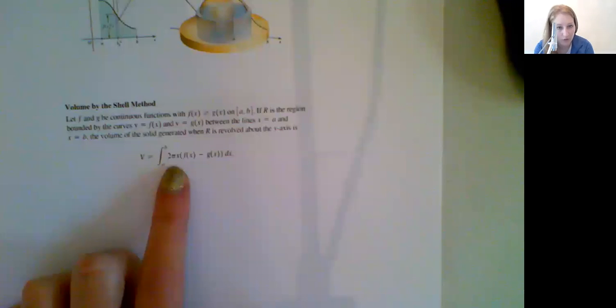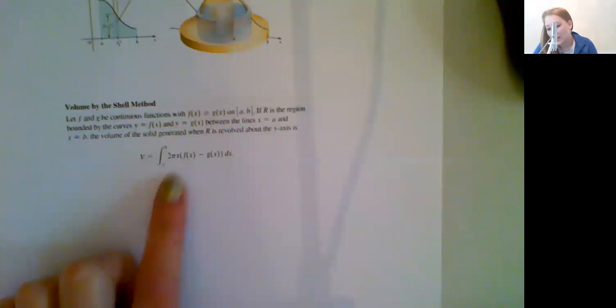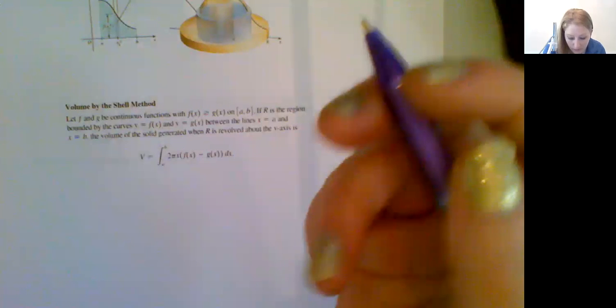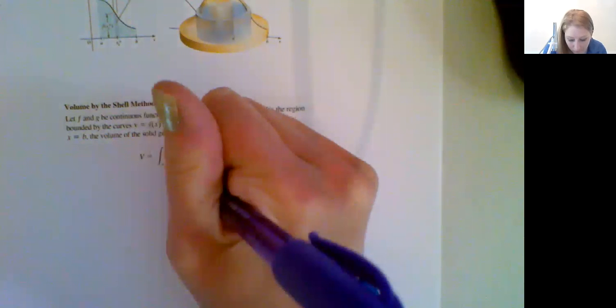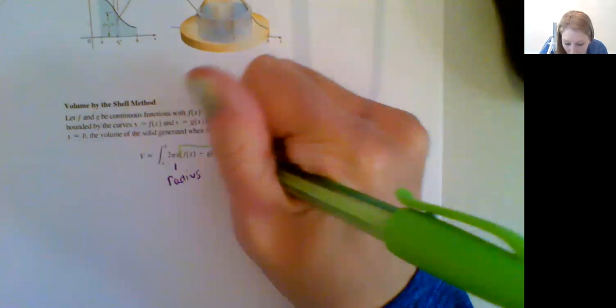the circumference, okay? So the circumference is going to be represented by 2 pi x, and whatever the x value is going to be the radius. So this is going to be the radius. And then the second portion here is going to be the height of the shell. Okay? Okay, so let's go ahead and dig into an example.